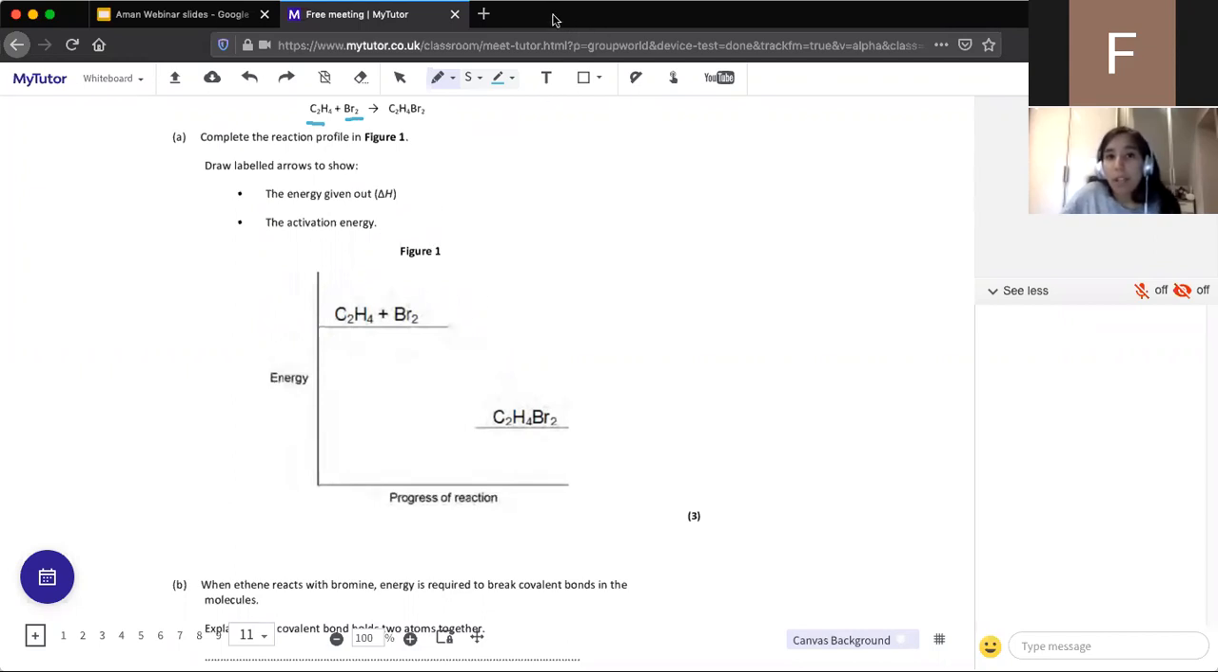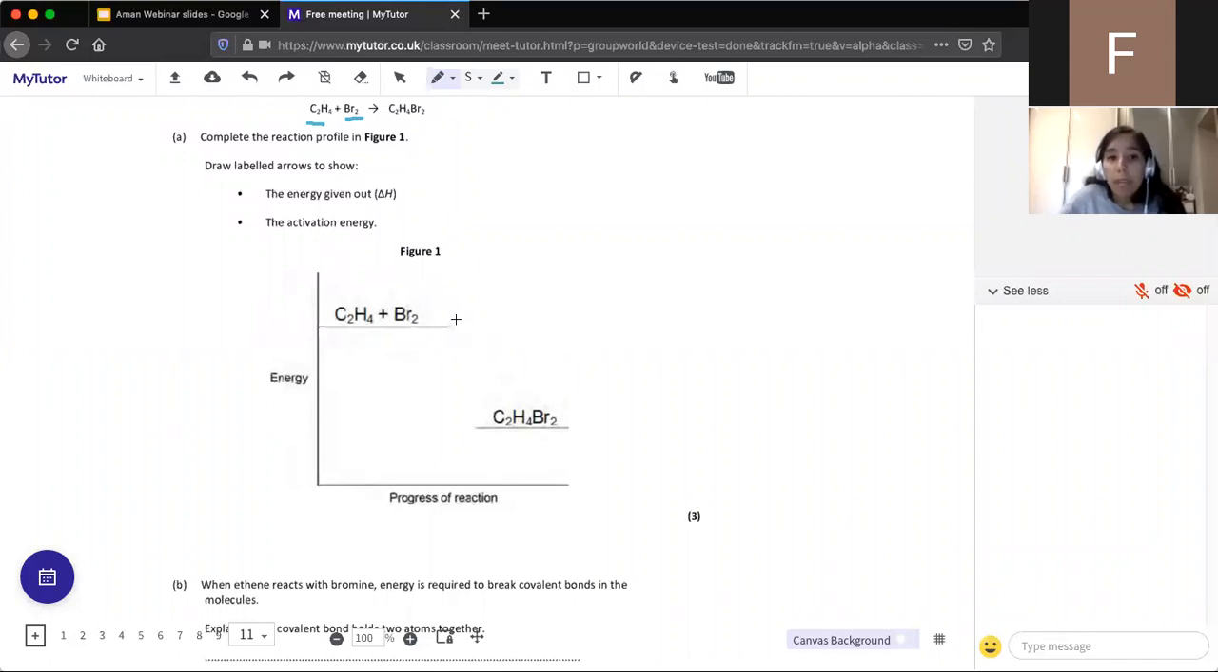Where would the activation energy be? So there's something missing on the diagram that we also need to draw. So first it's saying complete the reaction profile. So how do we complete that? What's the first thing we have to do before we can draw the labeled arrows? What do you think? We've got our two reactants. Draw the peak. Excellent. Well done.